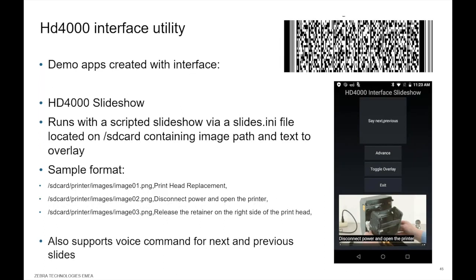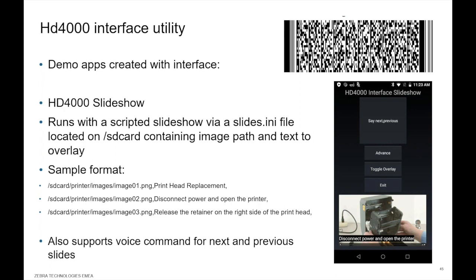Okay, next slide. Just some examples of some sample apps created with the interface. So this one just does a slideshow. So you can create your own slideshow. It's got a slides.ini file on the SD card, which contains the image path and the text to overlay. And in this sample setup, we've just got it running through how to replace a print head on one of our printers, just as an example of how that could look to a user of the HUD.